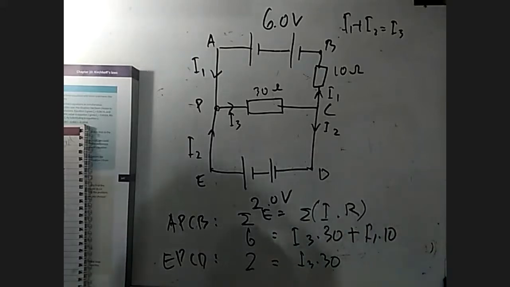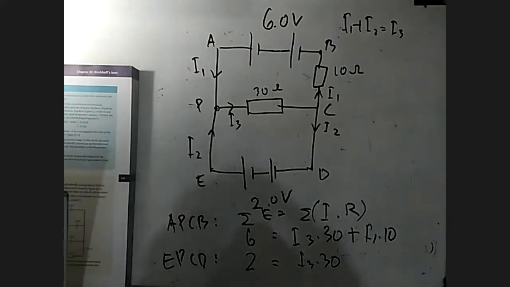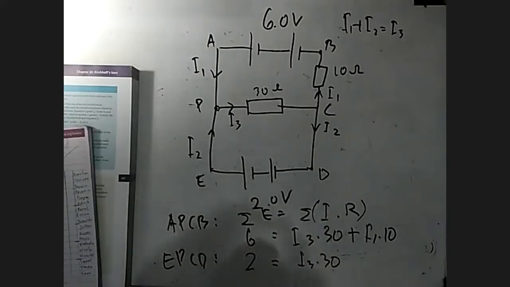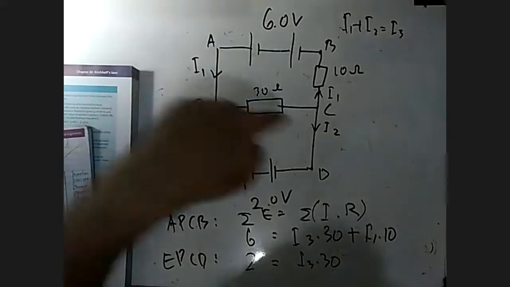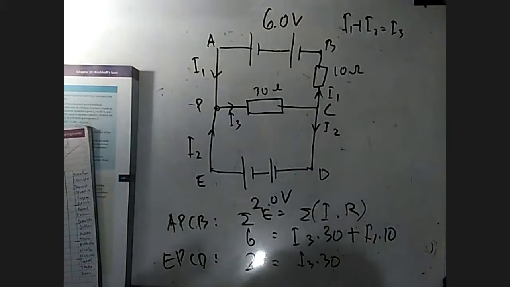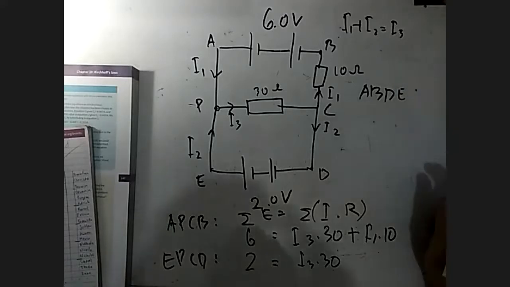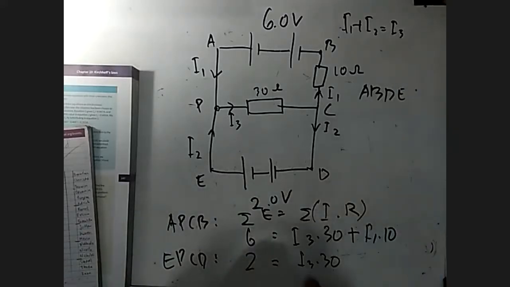Okay, next. Christopher, name the third loop we can have here. I gave you loop APCB and loop EPCD. Give me the third loop there. A, B, D, E. Good. A, B, D, E. Now, Darwin, give me the equation for Kirchhoff's law for the loop A, B, D, E.